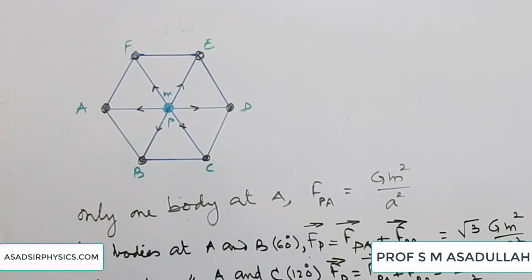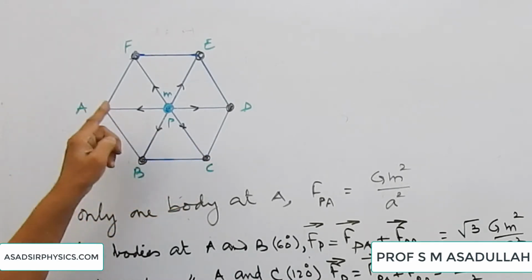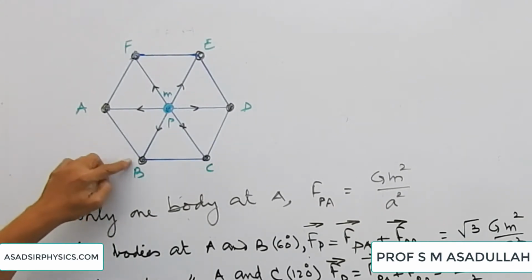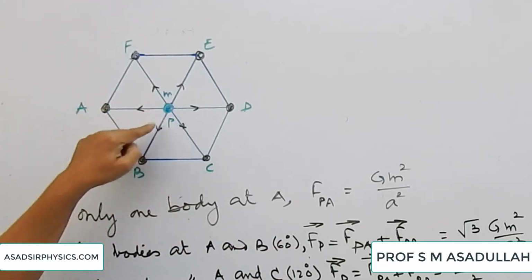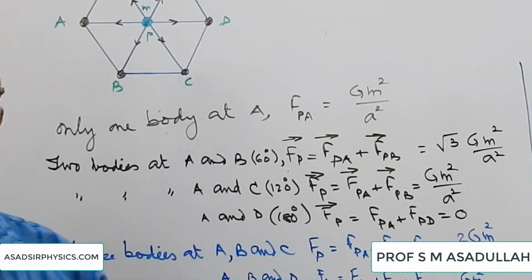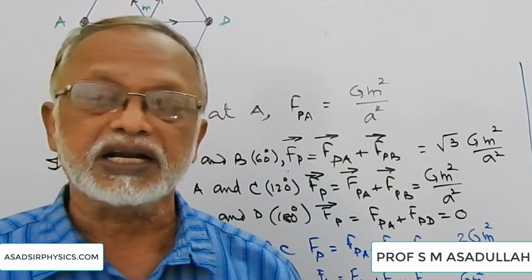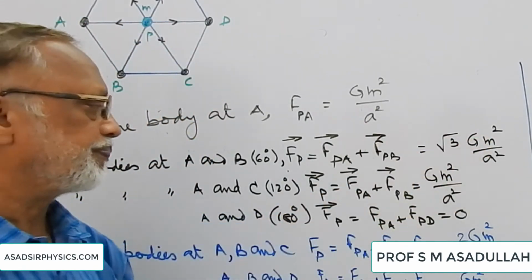Now we are keeping two bodies. Two bodies can be kept on adjacent corners, on alternate corners, or on opposite corners. Suppose first of all they are kept at the adjacent corners A and B. Then there will be two forces, one towards A, another towards B. These forces make an angle of 60 degrees. We know that when two equal forces act at 60 degrees, the resultant is root 3 times one of them. So the answer is root 3 GM square by A square.